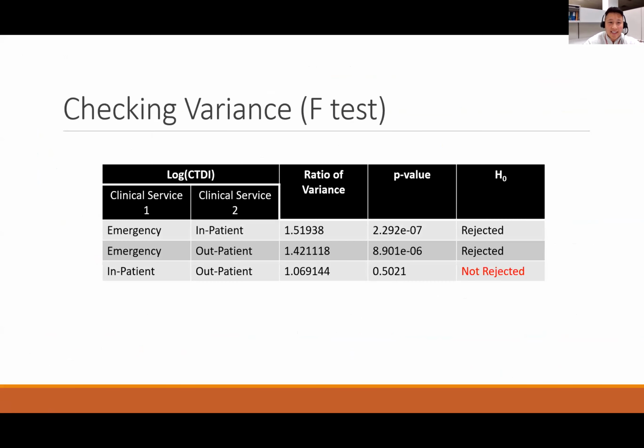Next, checking the variance for all of these. When it comes to emergency patients compared to inpatient and outpatient, we have a significant p-value using the F-test, which says the variance is very different for emergency versus inpatient and outpatient. Whereas for inpatient versus outpatient, we have a p-value of 0.5, which is not significant at all. So it's not rejected. However, based on the last slide, we can tell it's a totally different distribution.